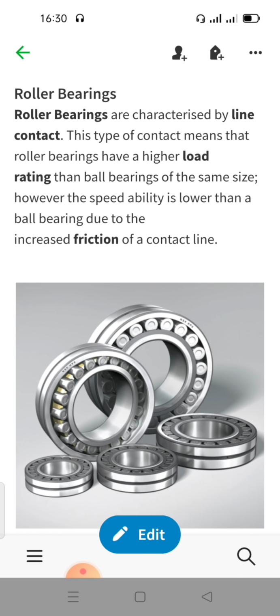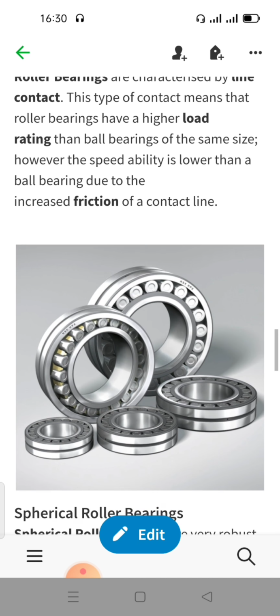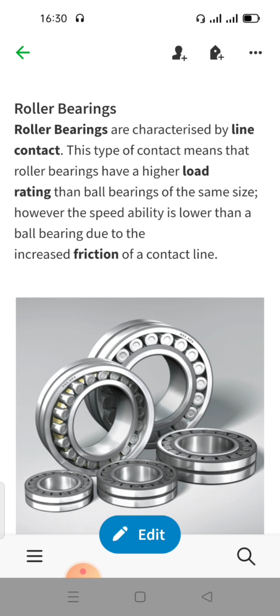Previously we saw ball has only a point contact, but a roller is a cylindrical element, so it's got a line contact. Line contact means it can take heavy load, and friction is also going to increase due to more contact. Okay, where there is a heavy load, we should change from ball bearing to roller bearing.